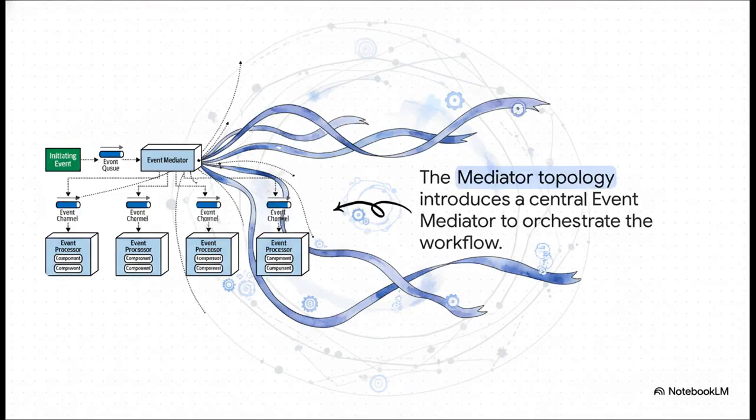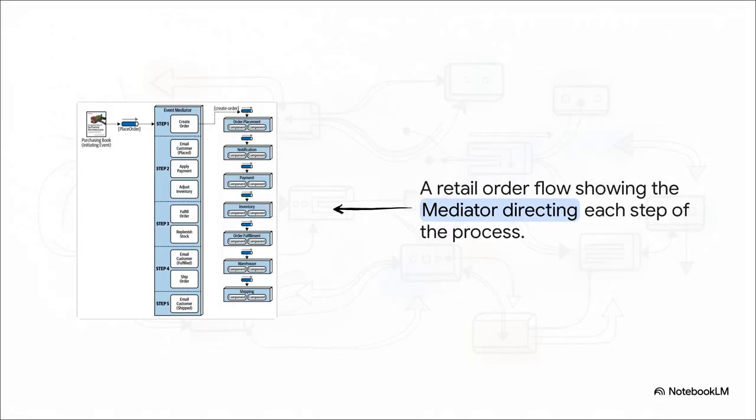The key difference is right here in the diagram. You've got a central event mediator. So instead of components just shouting events out into the void for anyone to hear, they send their initial event directly to the mediator. The mediator then takes complete control, and it orchestrates the entire multi-step process from beginning to end. Let's look at our retail example again, but this time with our conductor.